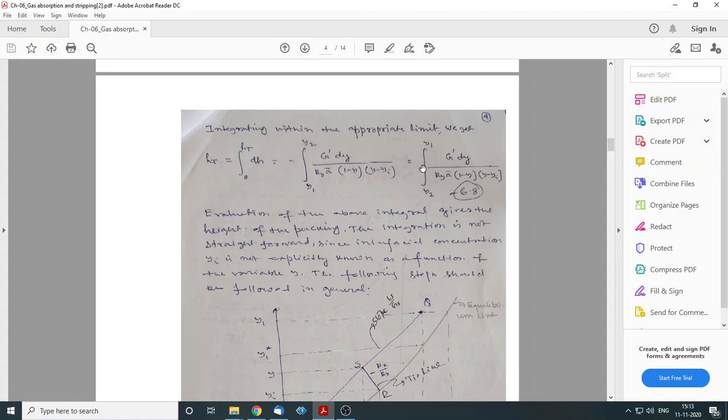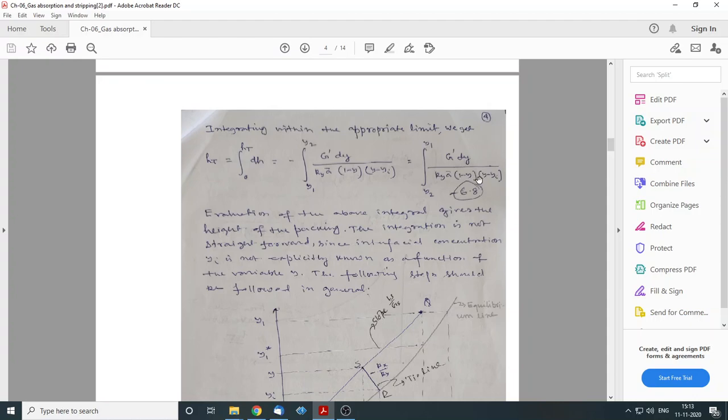the exit concentration, G dash, where G dash is the flow rate per unit area, Ky is the individual gas phase mass transfer coefficient, a is the specific surface area, 1 minus y into y minus yi. And then we discussed how to solve this equation numerically.